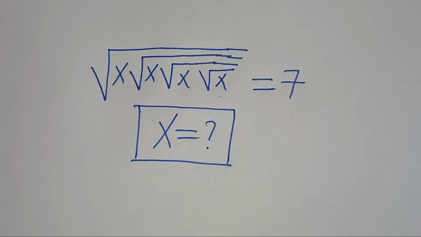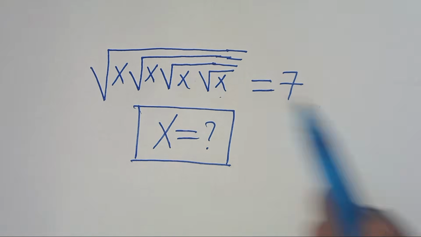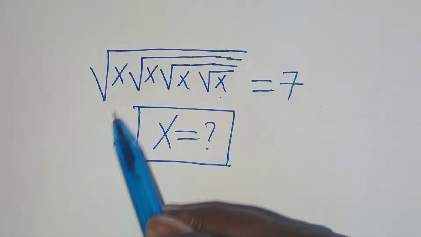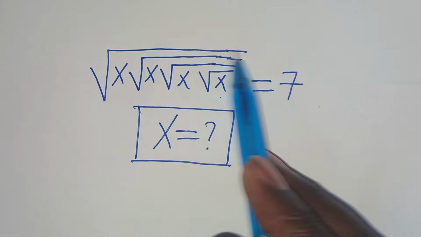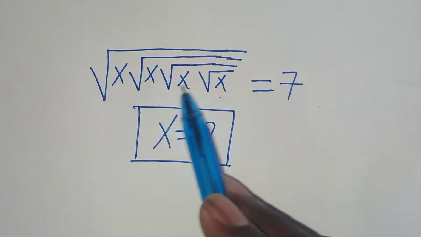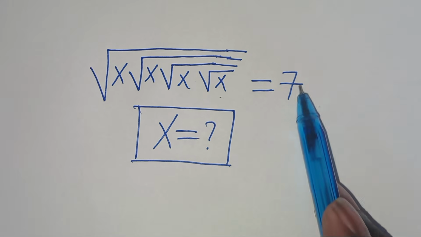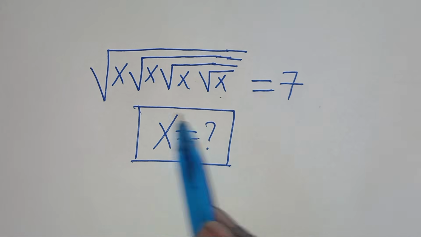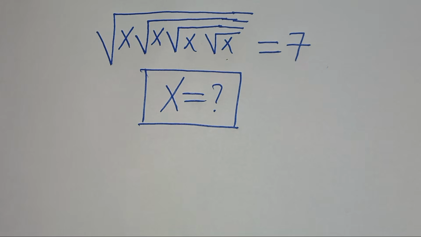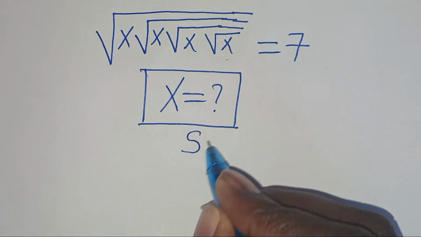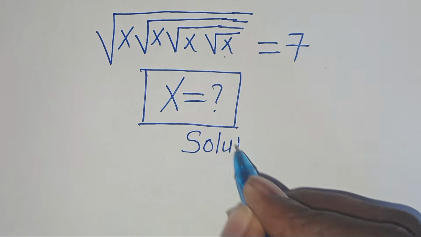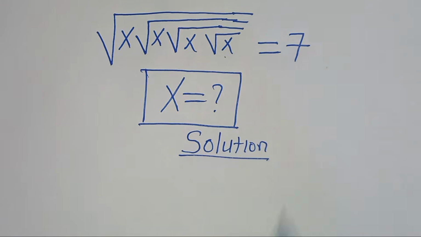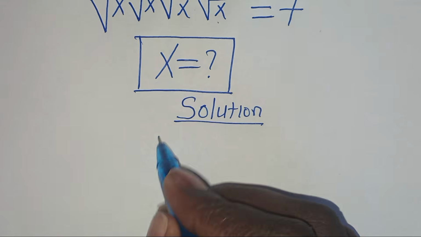Hello everyone, you're welcome to solve this nice square root math problem, which is the square root of x multiplied by square root of x multiplied by square root of x times square root of x. This is equal to 7. So what is the value of x? Now let's provide a solution from here. We are going to solve this by applying two methods. Let's start with method 1.